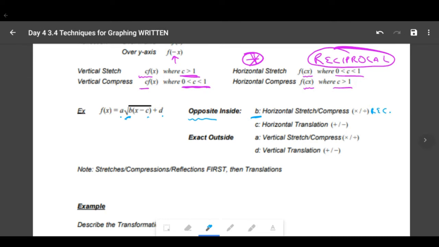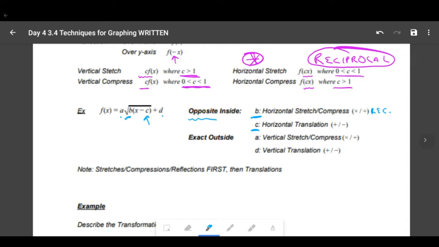If you have it on the inside, and again, we're talking about the opposite, we look at the C value being the horizontal translation, whether it's shifted to the right or to the left, and we look at the opposite of what it is. So if it's a minus sign, we typically think, all right, that means it's going to go to the right. If it's a plus sign, it's going to go to the left, taking the opposite of what we have in there.